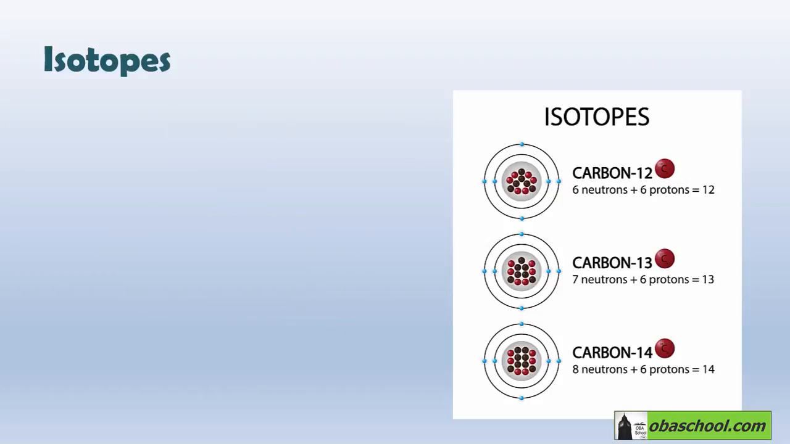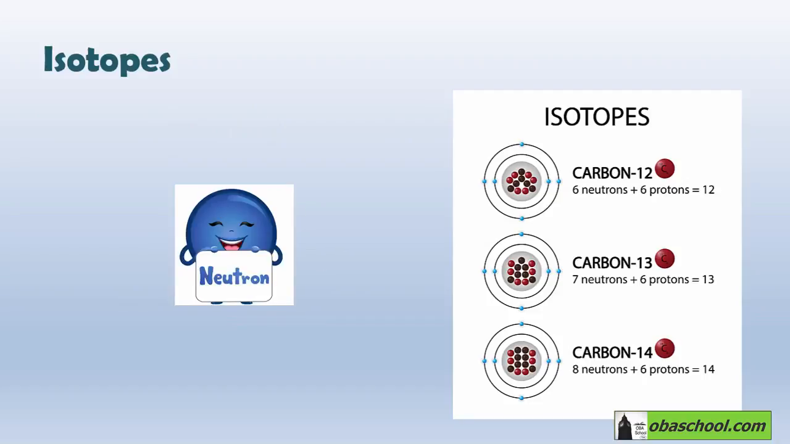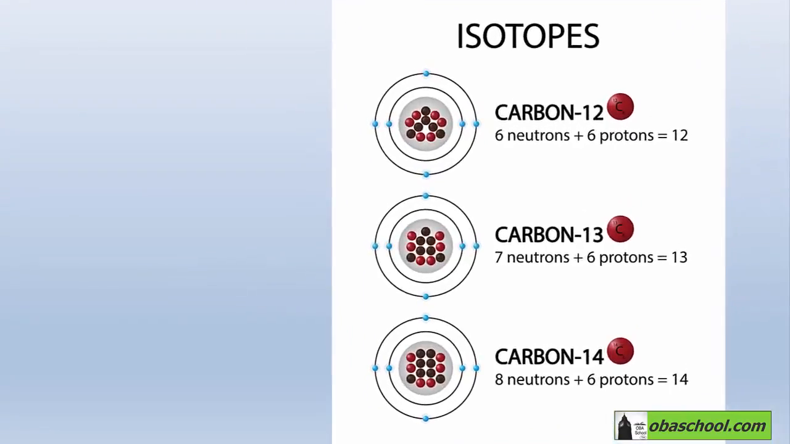We still have to check the number of neutrons of each. So we will count the neutrons inside the nucleus of each atom. Let's start with the first one. So these are the neutrons with the black color. The first one has 6 neutrons, the second one has 7 neutrons, and the third one has 8 neutrons. So these atoms have different numbers of neutrons.